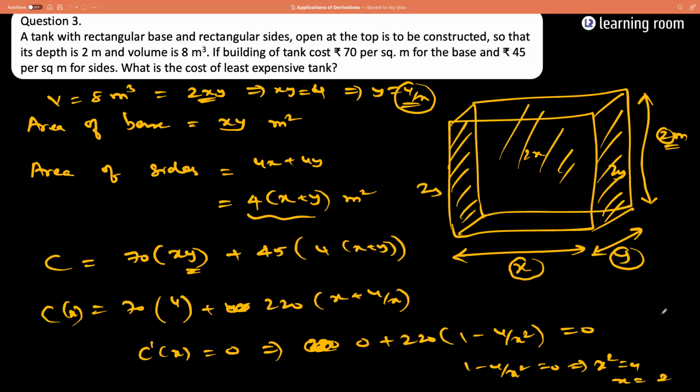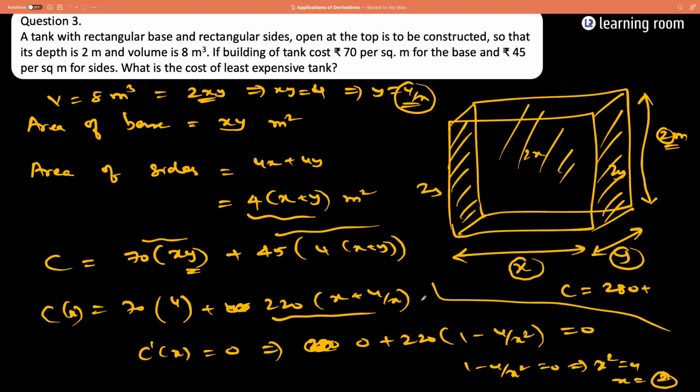Correct? Now, can you take this value and substitute it here and tell me what is going to be the answer? Second derivative, as I told you, do it later. So cost will be equal to 280 plus 220 into 4, so 220 into 4 is 880. 280 plus 880, it's not 1,000, no? I think it is 1,160. Oh, you're getting 1,000. Did I make any mistake? 1,000 is the right answer.